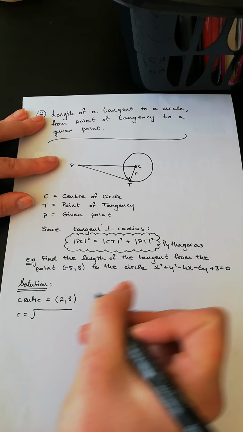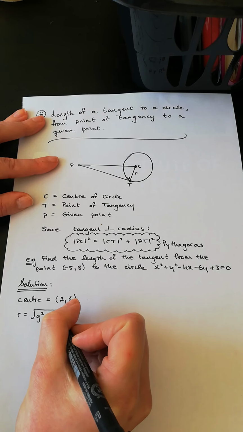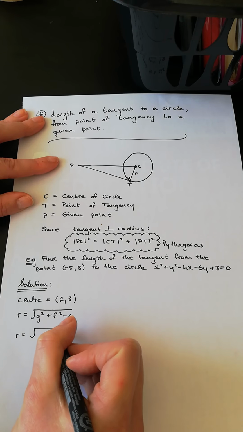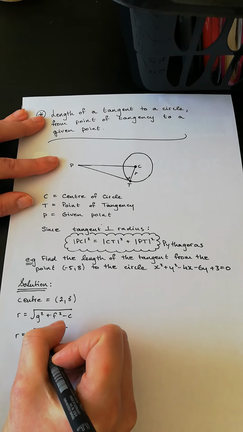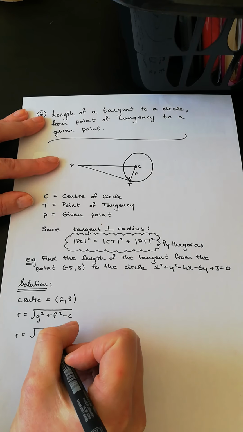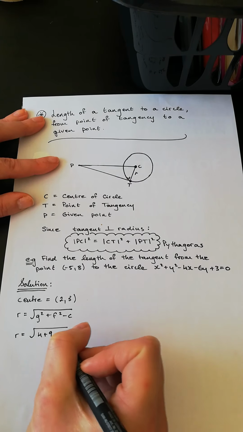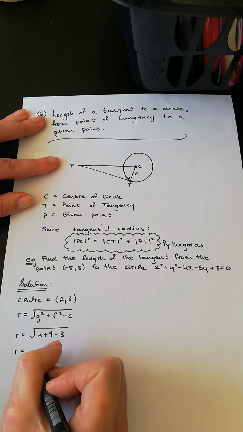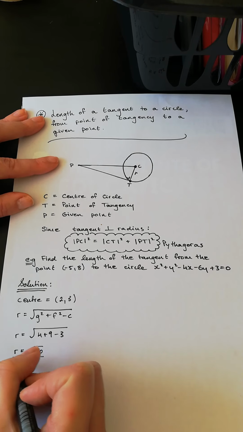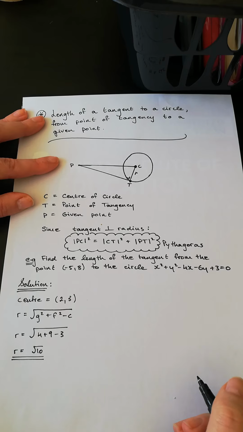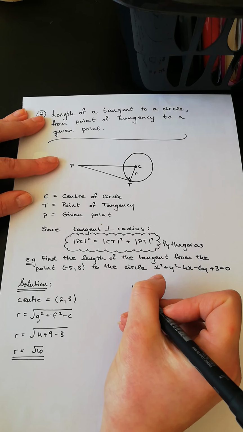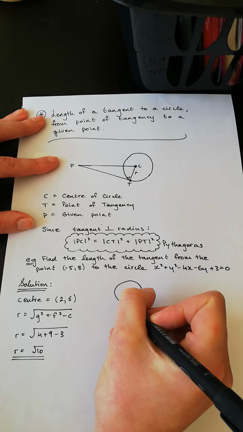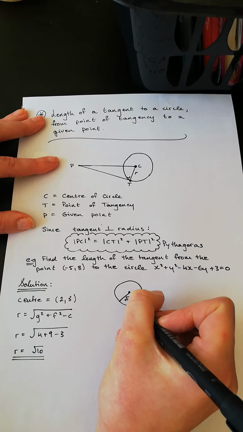when the equation of the circle is in this form, is the square root of g squared plus f squared minus c, which is going to be equal to the square root of g squared is 4, plus f squared is 9, minus c. C is the constant in the equation of the circle, that's 3. So I get r here is root 10. Okay, now I know the length of this line here is root 10.